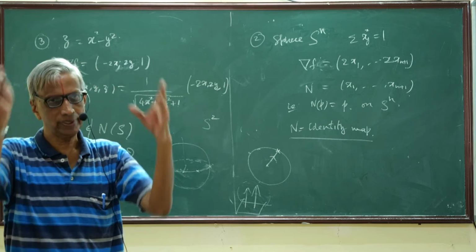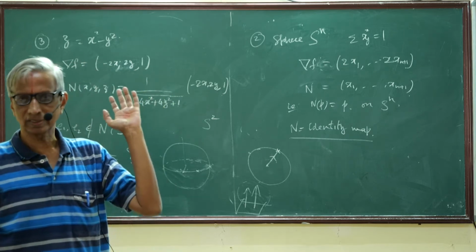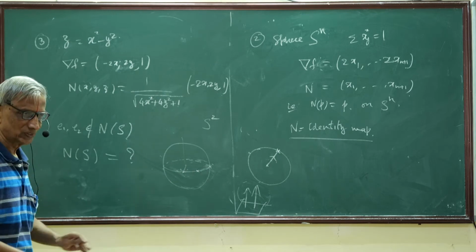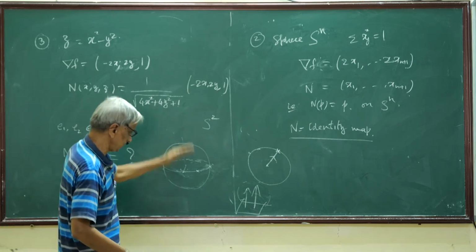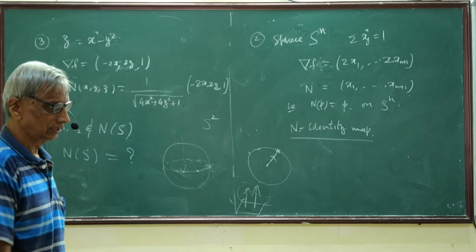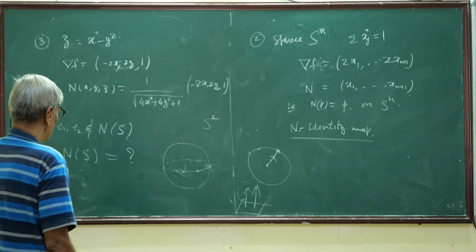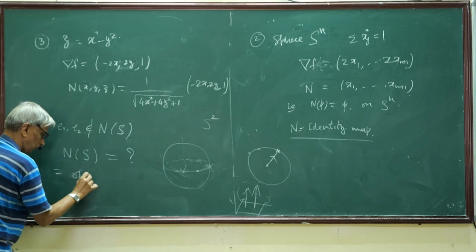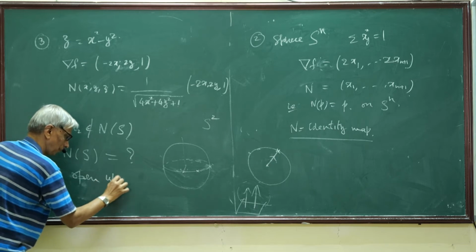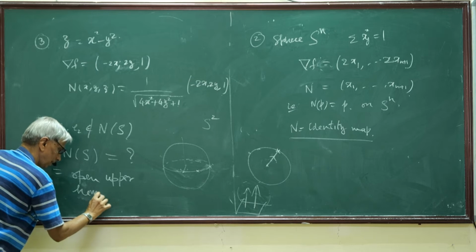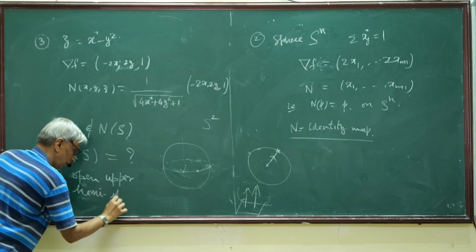What about the upper hemisphere? The whole of the upper hemisphere is open, of course, right? And the equator, Z equal to 0, is also excluded. So this is equal to the open upper hemisphere.